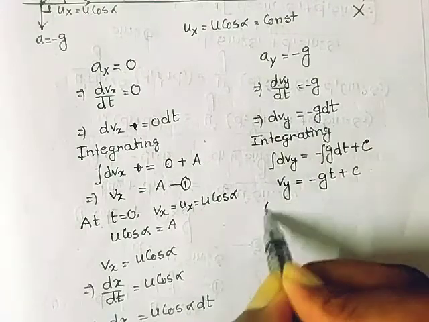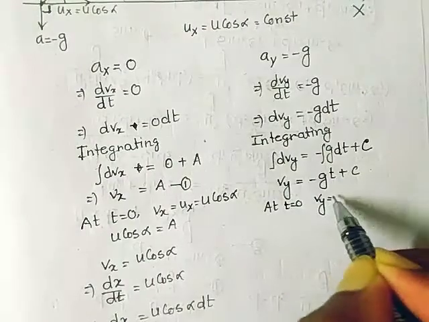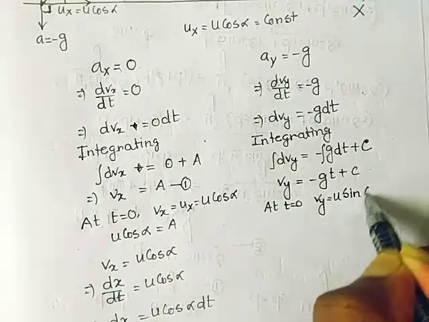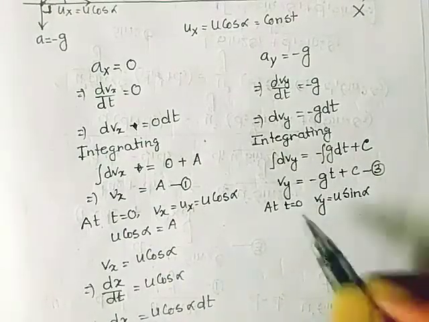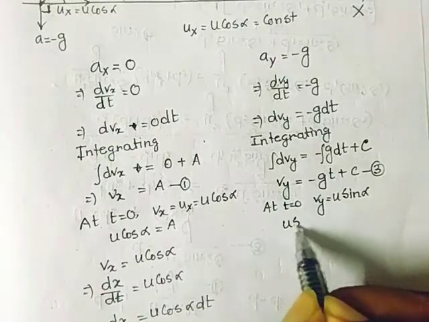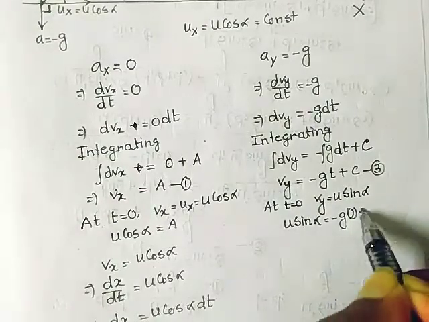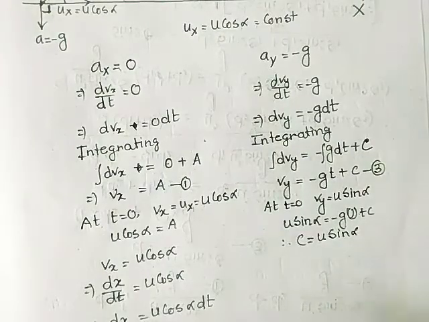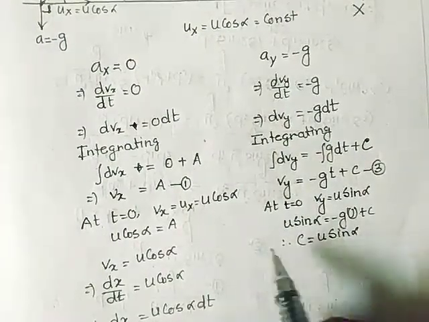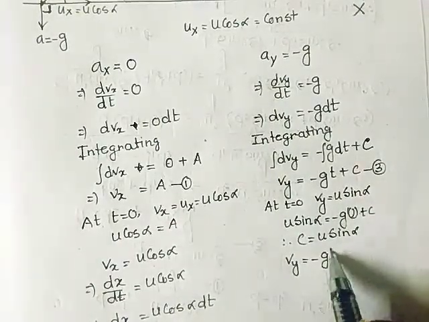After that, if I apply the boundary condition that at t equal to 0, the y component of the velocity is u sin alpha, and put this in equation 3, then equation 3 will become u sin alpha equal to minus g into 0 plus c. So from here c equals u sin alpha. From the boundary condition we have found the value of c, and if I put this in equation 3 again, it will be vy equal to minus gt plus u sin alpha.